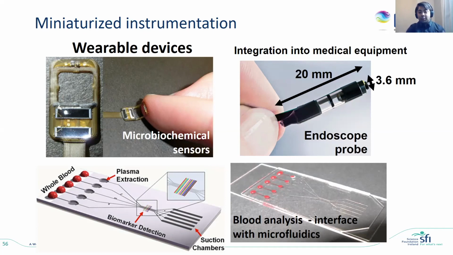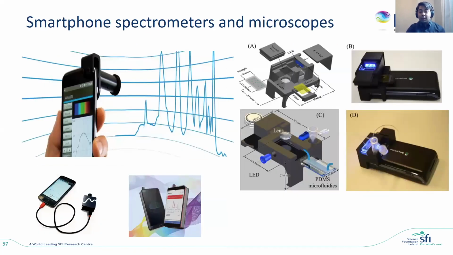Miniaturized technology is also being integrated in smartphones, with spectrometers and microscopes. If you remember the spectra that we were showing you, those spectrometers can be integrated into smartphones, or microscopes can be used with your smartphone to see cells and diagnose diseases on site, even just by counting cells with your smartphone.